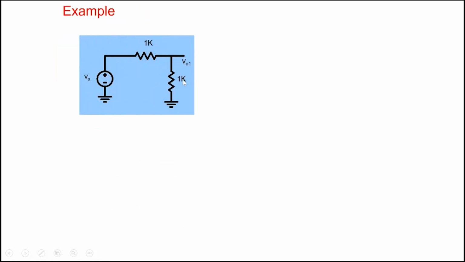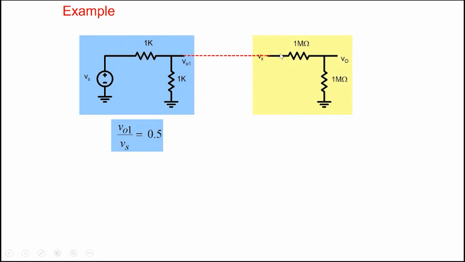Example, 1K here, and 1 mega ohm here. So the ratio was 0.5, the ratio was 0.5. Now you connect the two together, and you will find V01 over Vs is still 0.5. The second one acts as a load. It loads the first one, but the loading effect is small because the resistances here are 1K and the resistances here are 1 mega ohm.